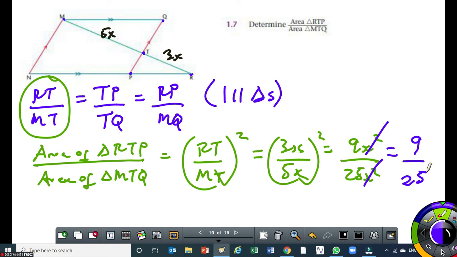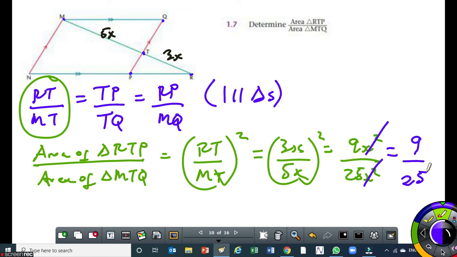Here, we are trying to find the ratio of the area of those two triangles. So you stop here, 9 over 25. The answer must be a ratio. So you cannot use the formula of half ab sine C here. It's no longer necessary at this stage. But if you want, you can try to use it.